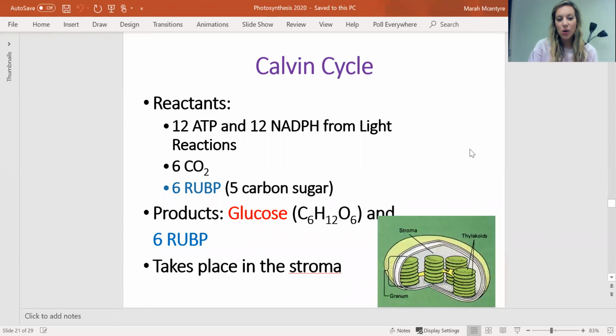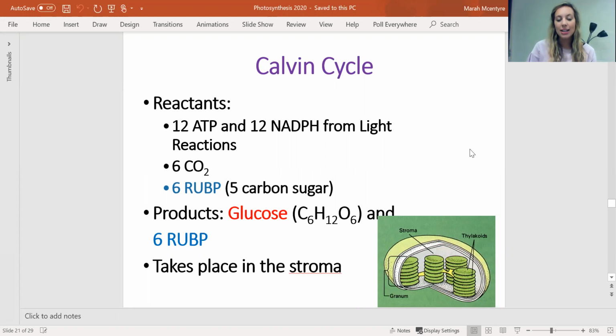All right, so we are going to go over the second half of our notes for photosynthesis. We just talked in our last video about the light reactions, and now we're going to talk about the dark reactions or the Calvin cycle. Make sure not to get confused, because those names are interchangeable. Calvin cycle and dark reactions mean the same thing.